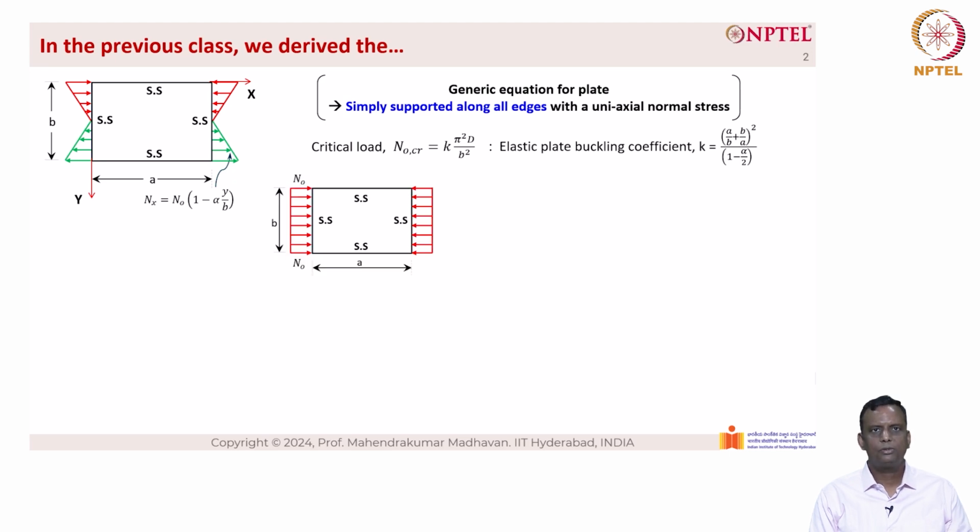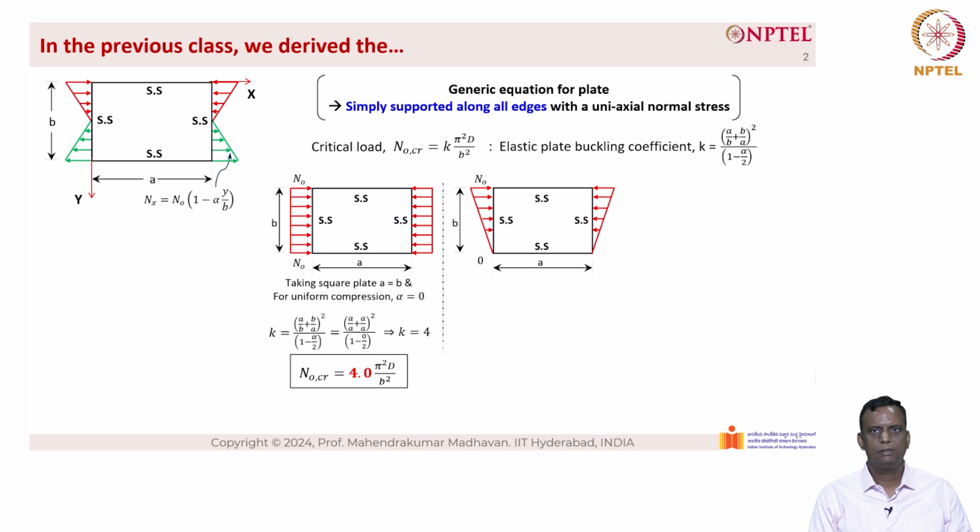Now, when it is subjected to uniform compression and assuming that the width of the plate is equal to the length of the plate, basically a square plate, we have A equal to B, and for uniform compression, we have alpha equal to 0. So the value of K is given as (A by A plus A by A) the whole square divided by 1 minus 0 by 2, which gives rise to the value K equal to 4.0. So N naught critical is 4.0 into pi square D by b square. So the elastic plate buckling coefficient K is 4.0 in this case.